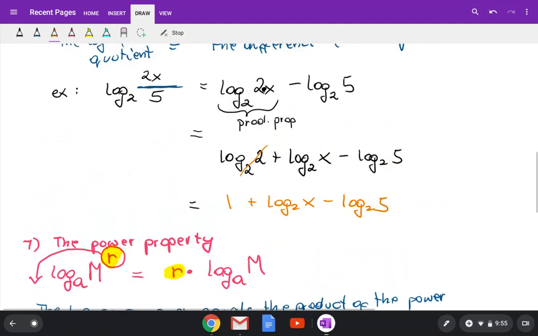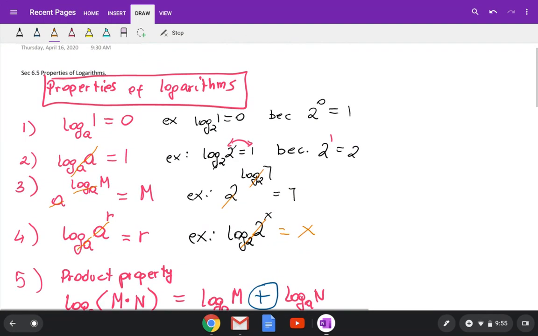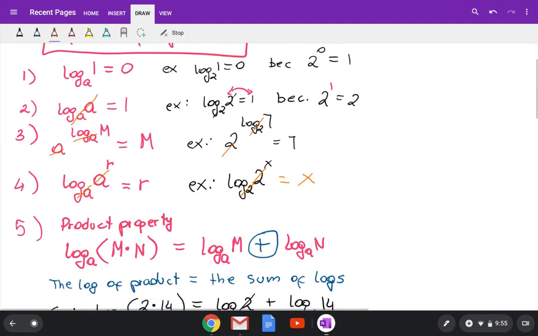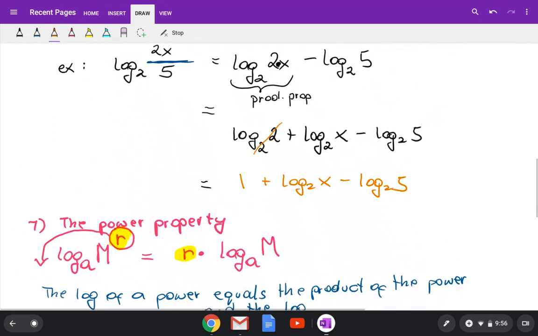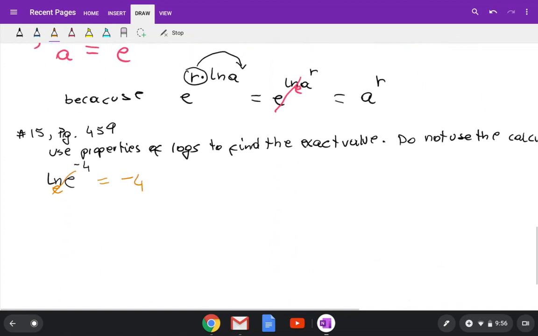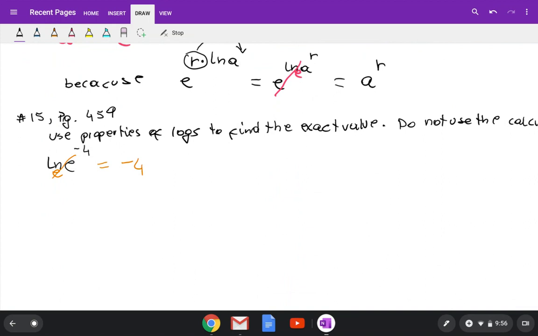Which property did I use? Going back to all those properties, I used this property: when the log has the same base as the input, which is exponential, they cancel each other, and the power which stays is our answer. So that's the property which I used. Okay, we will do a couple more. Number 19, the same instructions. You need to simplify using properties of logs.